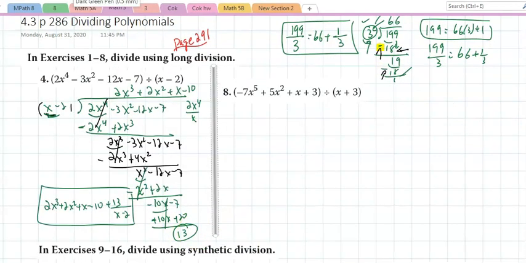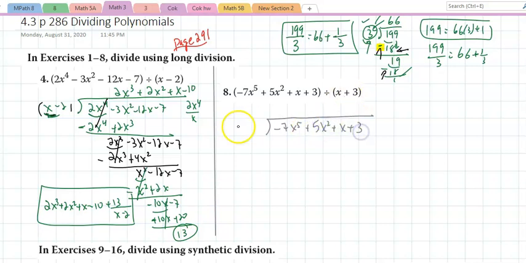Okay, I switched things around. I want to do number 8 next. I want to take negative 7x to the 5th plus 5x squared plus x plus 3, divided by x plus 3. And negative 7x to the 5th divided by x is negative 7x to the 4th. Multiply those. Negative 7x to the 5th minus 21x to the 4th. If you subtract, change the signs.